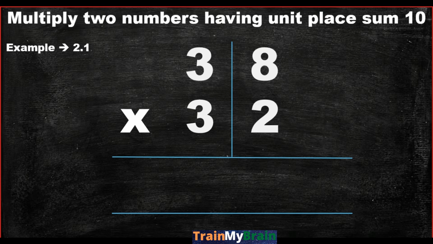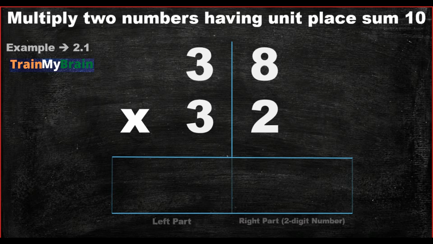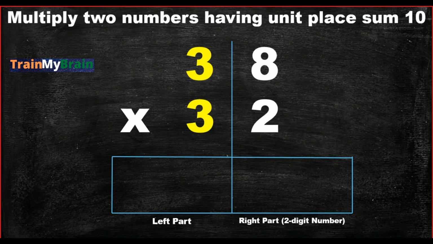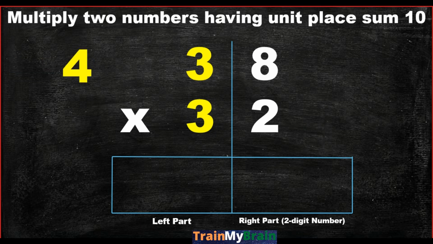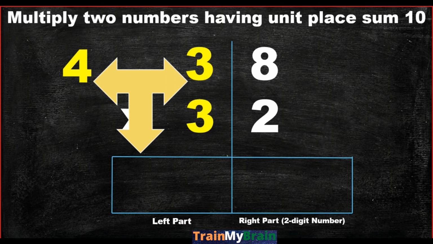If you exclude the unit place, the remaining digit of both the numbers should be same. So in both the numbers I can see the remaining digit is 3. So our prerequisite condition is fulfilled. Now make the two parts, left part and right part, and in the right part we have to write the number in two digit format. So pick the number other than unit place, which is 3. Find the next number of 3, which will be 4. Multiply 3 with 4, you will get 12. So for the left part you are done.